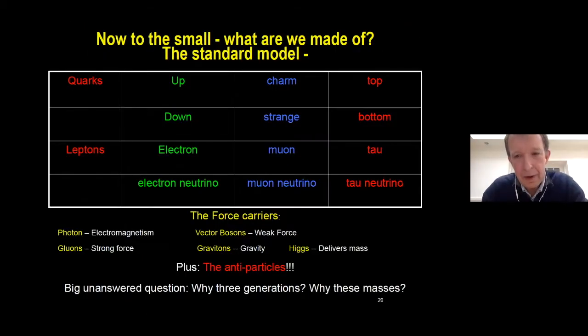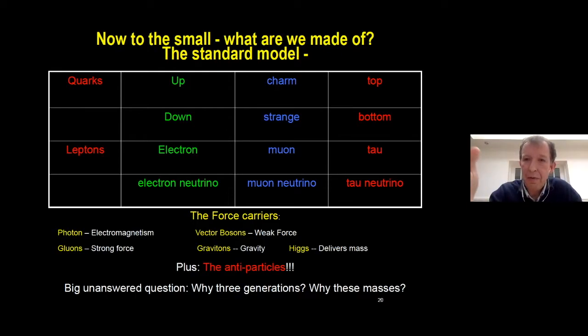Now, we've talked about the very large, and I feel that I really need to tell you about the very small as well, because that's going to be very important in linking the two together. So what are we made of? Well, the stuff we're made of is represented by the standard model of particle physics. And the standard model has what are known as fermions. These are the quarks and the leptons, and the bosons, the force carriers. So we've got the fermions, which are providing you with the things that matter is made of, and the bosons, which are telling us about the interactions between the matter.